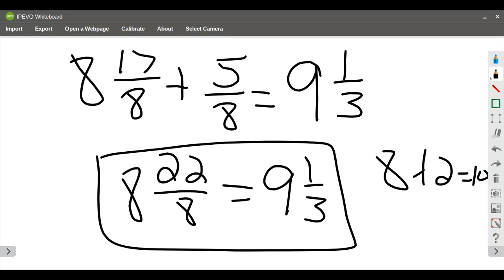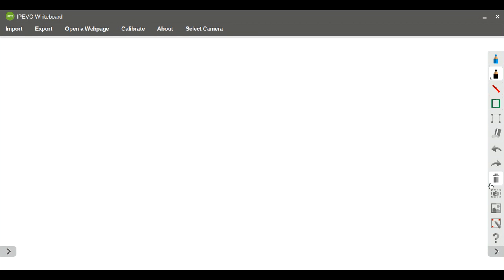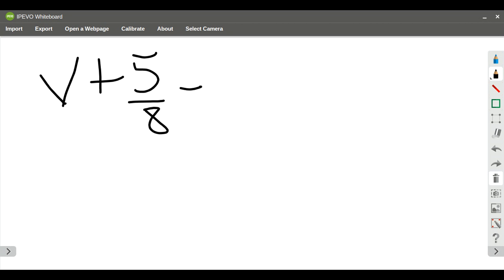Left off where I ended up with 8 and 22/8 equals 9 and 1/3. So I'm not sure where my error is. So I'm going to go back and I'm actually going to just redo that problem. So I have V added to 5/8 equals 9 and 1/3.